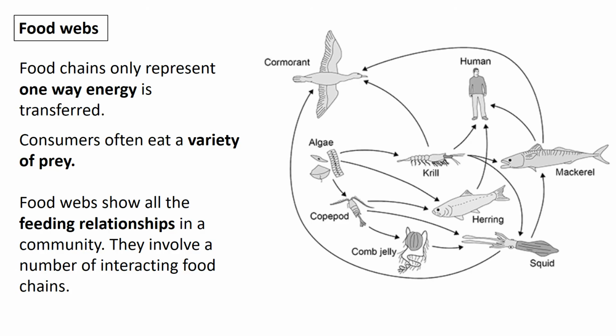And you can start to think about the effects one species decreasing in numbers might have on not just the species that directly eats it, but all of these other species inside that food web as well.